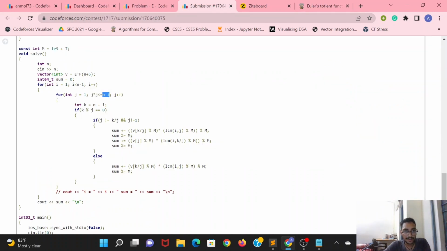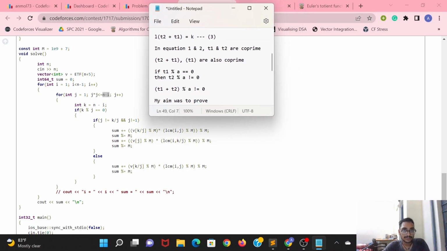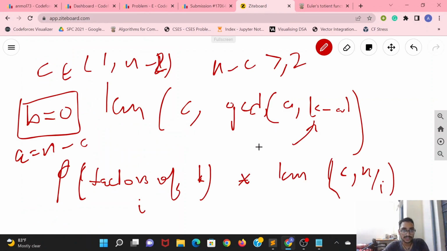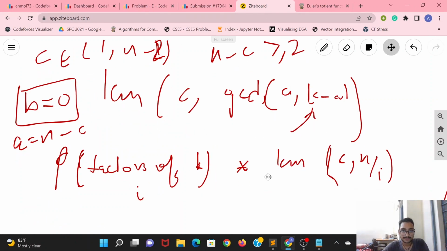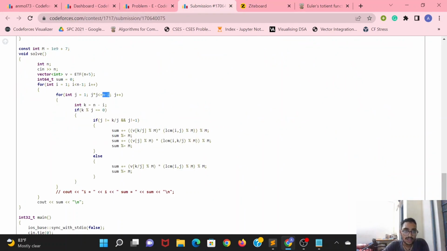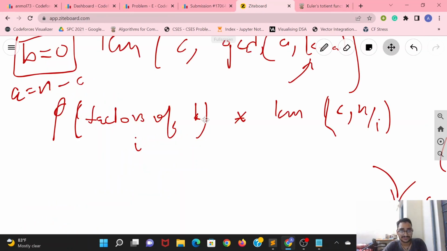So I basically write what I wrote here in the notepad. Phi of the factors of k into LCM of c comma n by i. See, if this is i, then phi of k by j, I have just put mod everywhere just to prevent any overflows. Probably these many mods weren't required, but I just put them. Phi of k by j into LCM of i by j, i comma j.